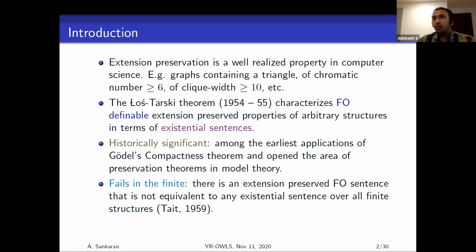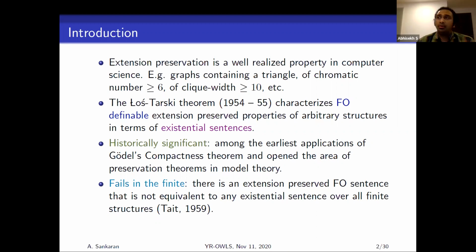So Tait's example, as we will see, is more powerful than what has been known so far, and we'll look at that. One can ask, given the failure of Łoś-Tarski's theorem: after all, every existential sentence can be seen as equivalent to an existential sentence in prenex normal form. Is it the case that existential sentences in prenex normal form are not powerful enough to capture first order extension closed properties in the finite?